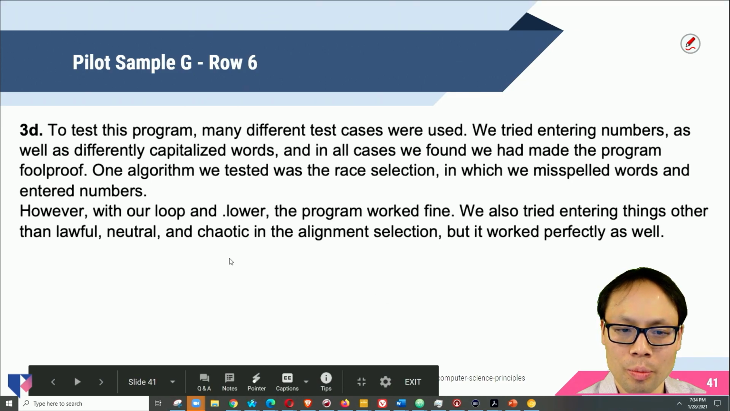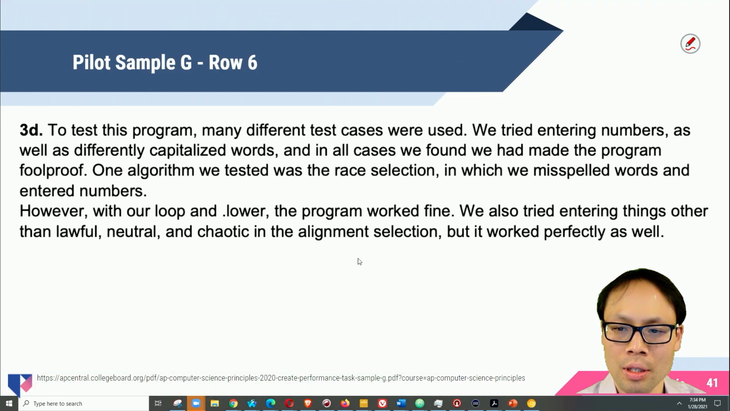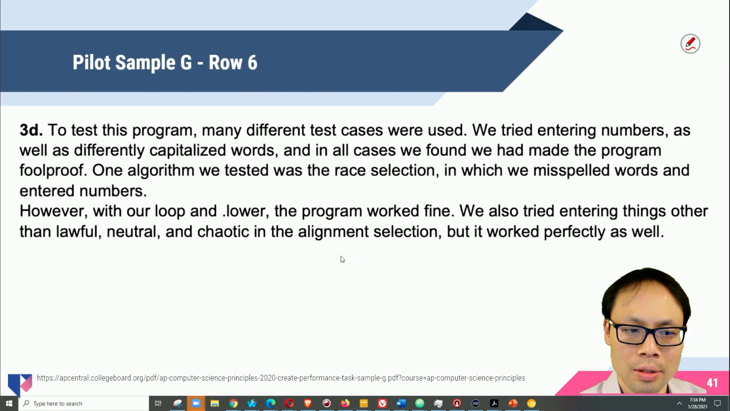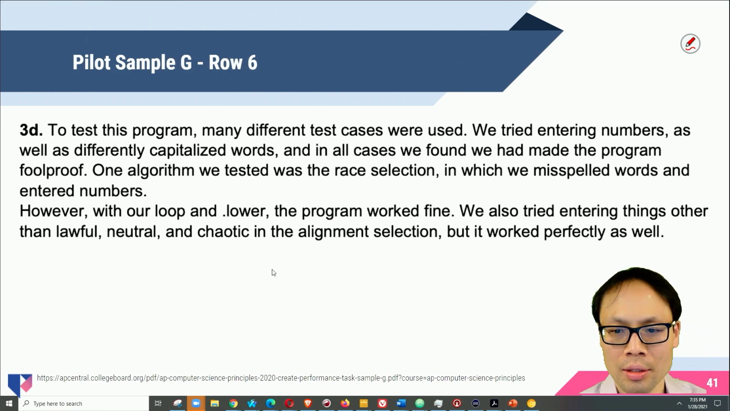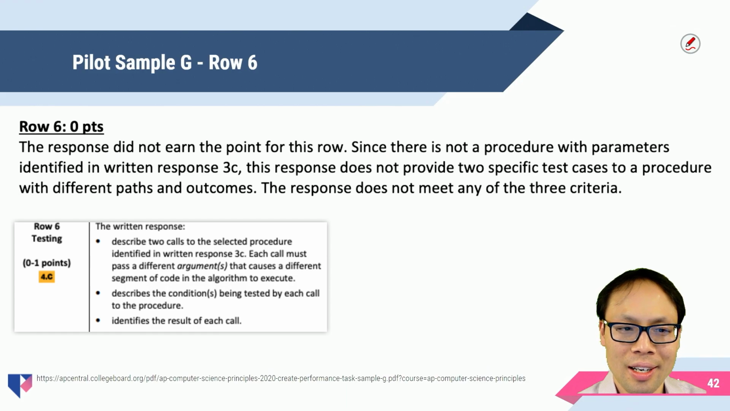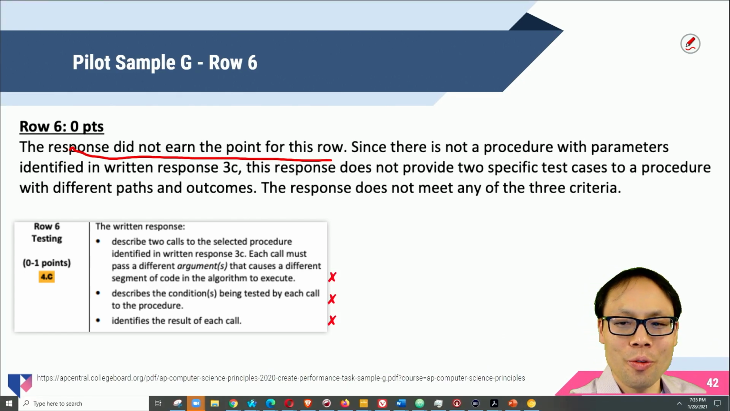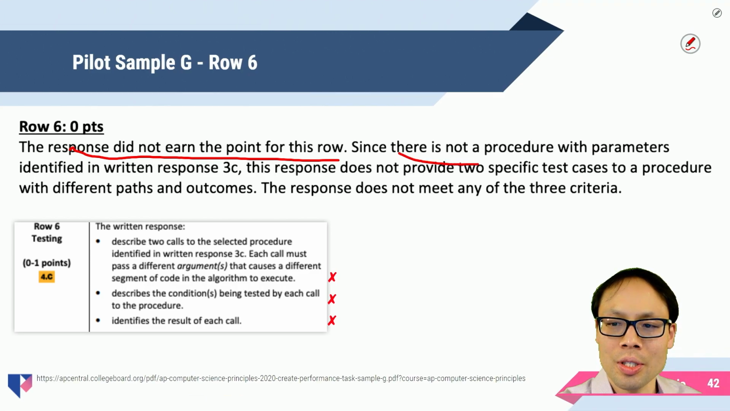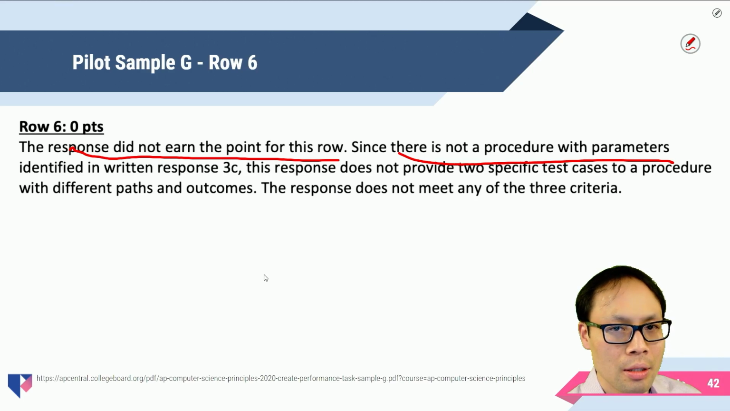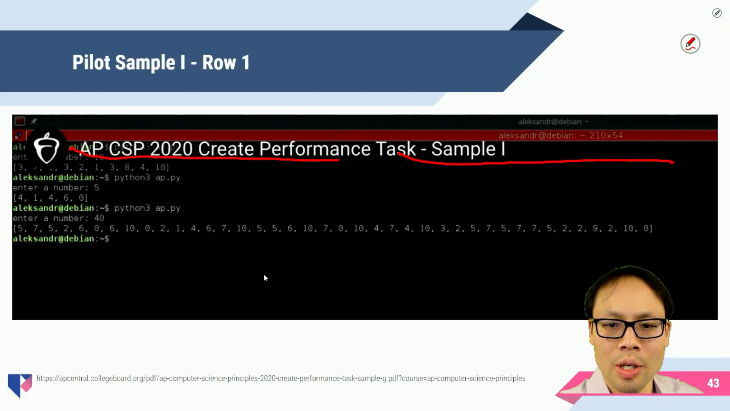Okay, however, our loop and lower program work fine. We also tried entering other things, including lawful, neutral, chaotic, and it worked perfectly well. All right, student not doing too well here. Response did not earn the point for this row since there's not a procedure with parameters. So couldn't really test that because they didn't have parameters there.